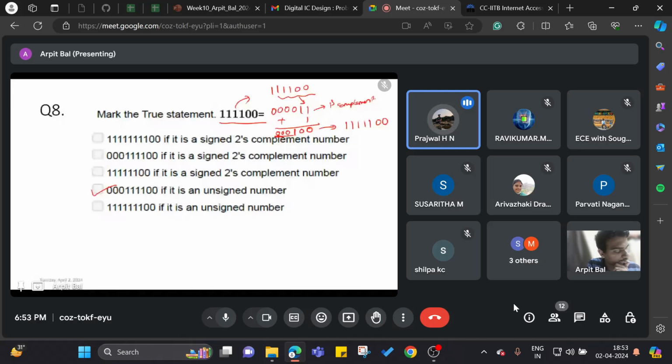Option A and option C are correct, the first and third. Yeah, correct, because the first is just the sign extended version of the third option. So option A, C and option D, these three are the correct options for this question.